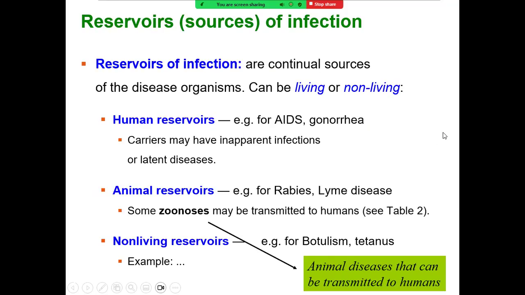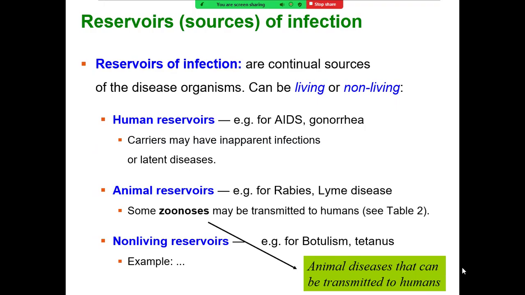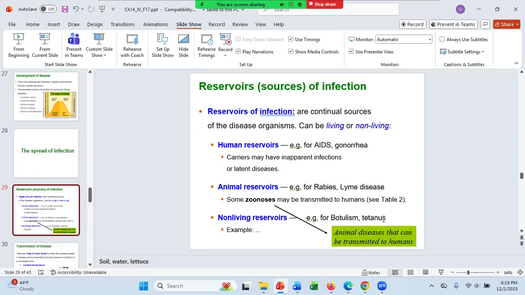Let's talk briefly about the spread of an infection. A spread of infection must come from a reservoir, that is the continual source of disease-carrying organism. Reservoirs can be living or non-living. For human diseases, humans are major reservoirs of disease. For some diseases like AIDS and gonorrhea, humans are the primary, if not the only, source of the disease-carrying organism.